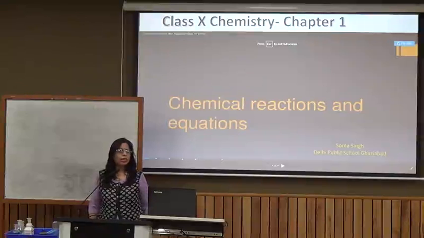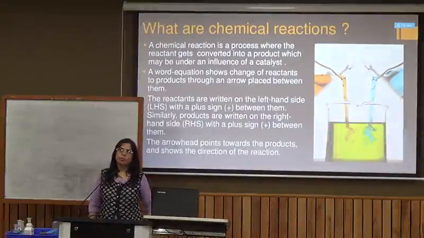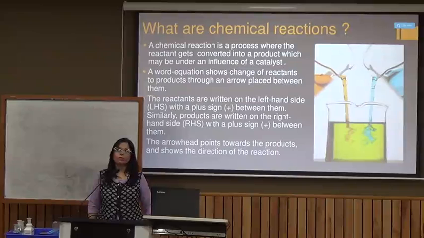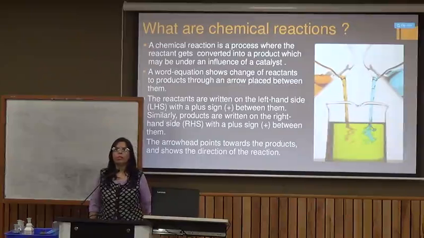Students, today we shall learn about chemical reactions and equations. Let us understand what a chemical reaction is. A chemical reaction is a process where the reactant gets converted into a product, and the reaction may be under the influence of a catalyst. Let us look at a few chemical reactions.